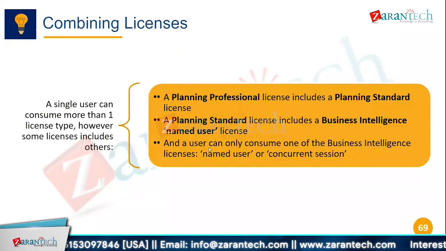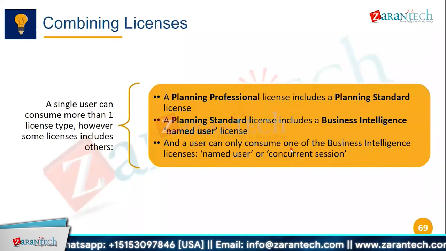There are also some ways where a user can consume multiple licenses. A role can consume only one license, but a user can consume more than one license type. A planning professional license will already have the planning standard license within it, because it is one level above planning standard. That's why it is a superset of planning standard. Then a planning standard license includes a business intelligence named user license. And a user can consume only one business intelligence license, named and concurrent.